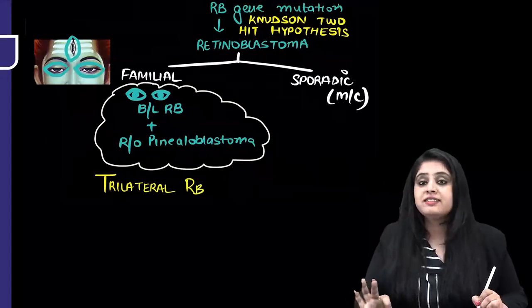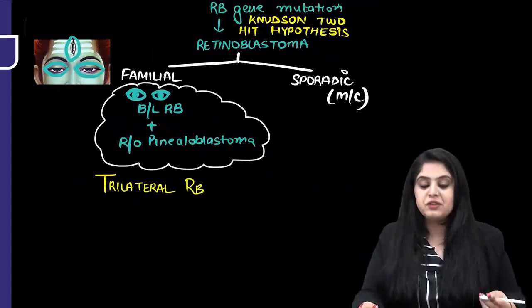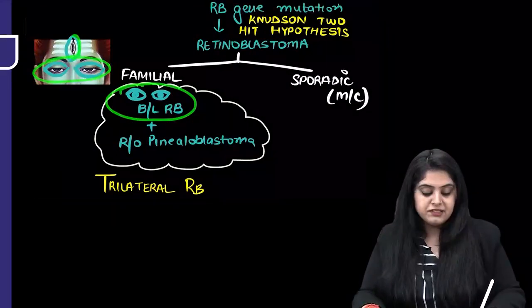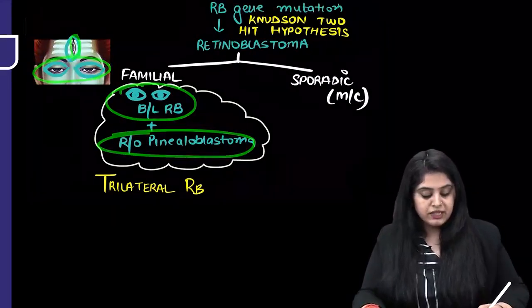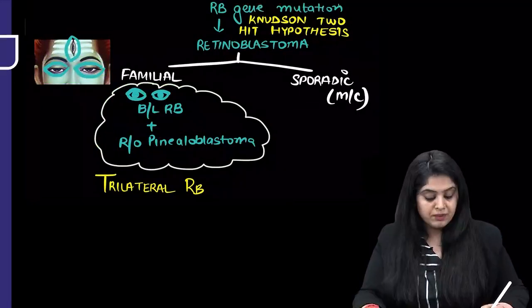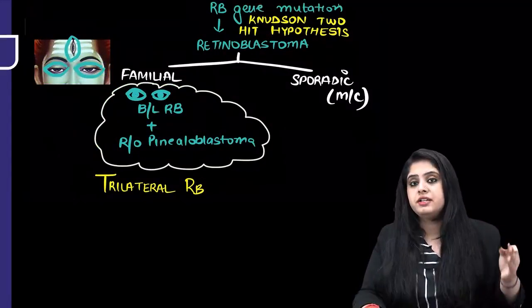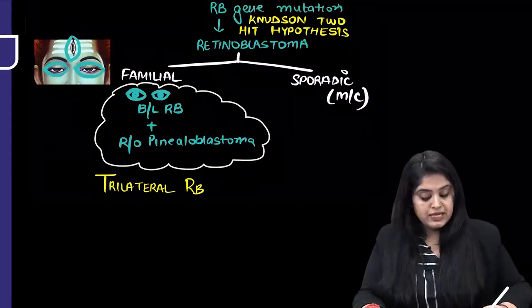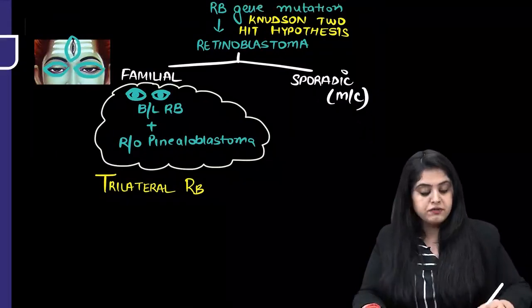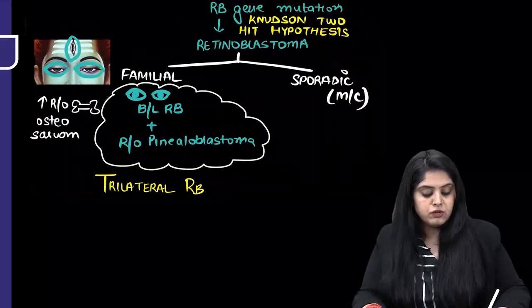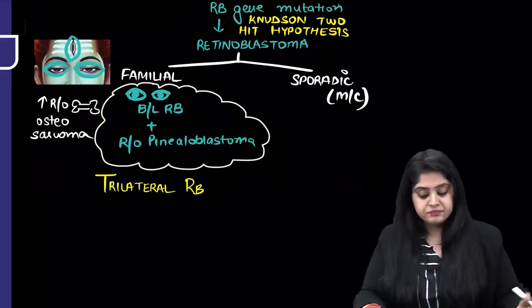So no one has had 3 eyes all of a sudden. It's just a way of saying 3 eyes, meaning 2 eyes with retinoblastoma, and one is the third eye, which is the pineal gland. So there is a risk of pinealoblastoma, and that is what makes it 3 tumors, and that is trilateral retinoblastoma. Very important. Any other thing that it is at a risk of? Yes, there is also an increased risk of bone tumors, and that bone tumor is going to be osteosarcoma. If you can learn that, amazing.